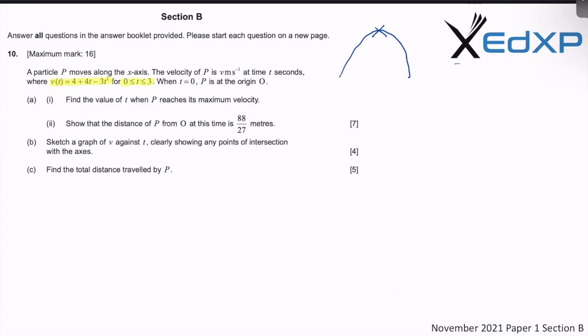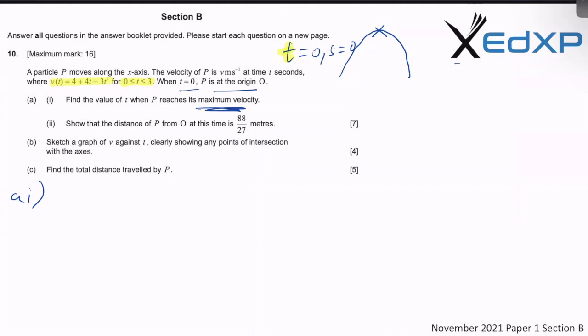Okay, when time is 0, displacement is 0. Because when t is 0, P is at the origin. Okay, so this is an important initial condition for us to take note of. Part 1, we want to find the value of t when P reaches maximum velocity.